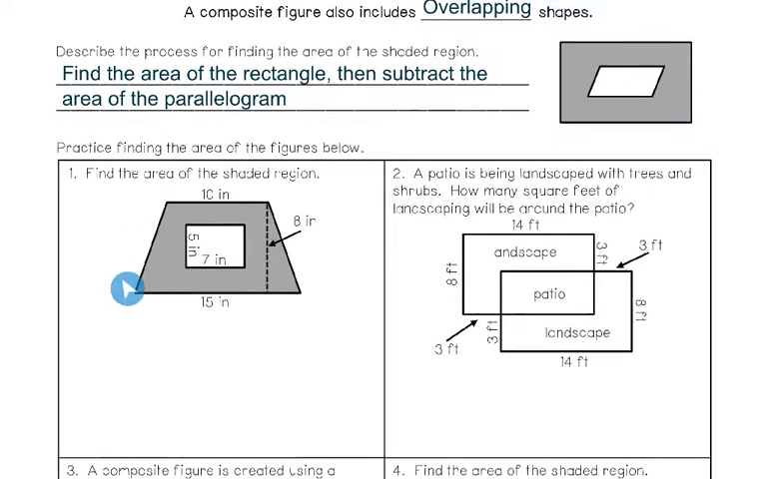Number 1 gives me a trapezoid. And inside of the trapezoid is like a hole cut out. And it's a hole in the shape of a rectangle. I just want to know the area of the shaded region. So let's follow the instructions that we just wrote above.